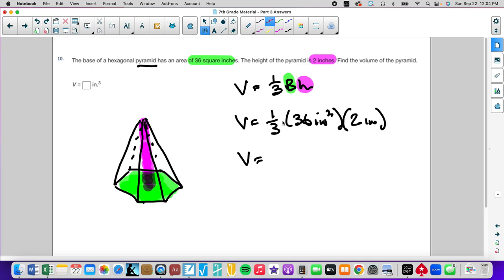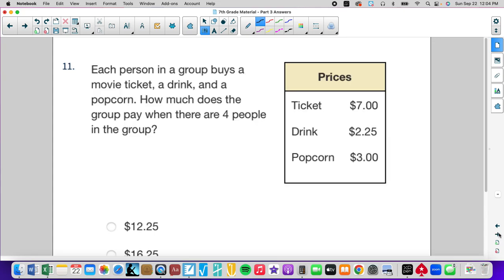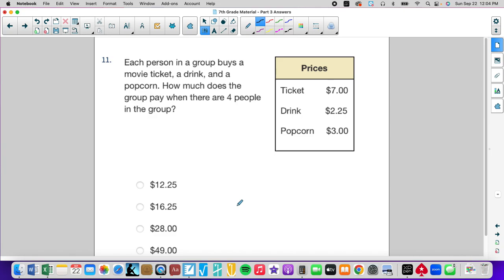And let's cross cancel. 3 in the denominator, 36 in the numerator. We have 12 inches squared times 2 inches will give us a value of 24 inches cubed. And that would be the volume of this hexagonal pyramid. Really good. You see how nice and easy, well, not easy, but you see how nice this is, right? This is very doable when we have a good knowledge of the material.